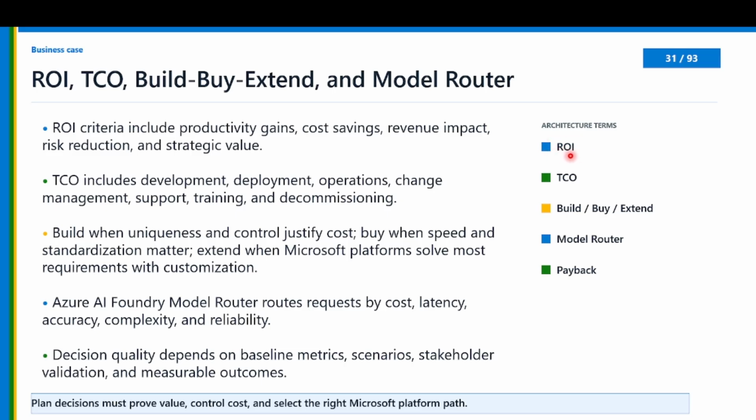The first is return on investment, ROI. The second is total cost of ownership, and the next one is risk mitigation and secure adoption. So part of the architecture here is also build, buy, or extend.